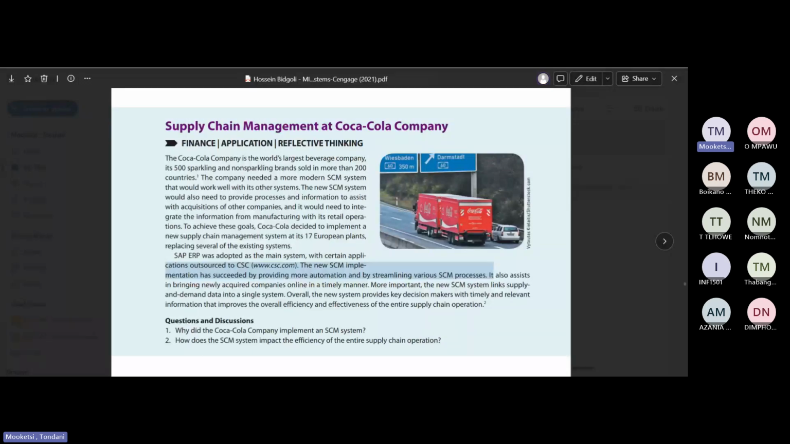So if you ever have to answer questions from a case study, you just need to read and understand the information that is provided in order to answer the questions. I hope that makes sense.